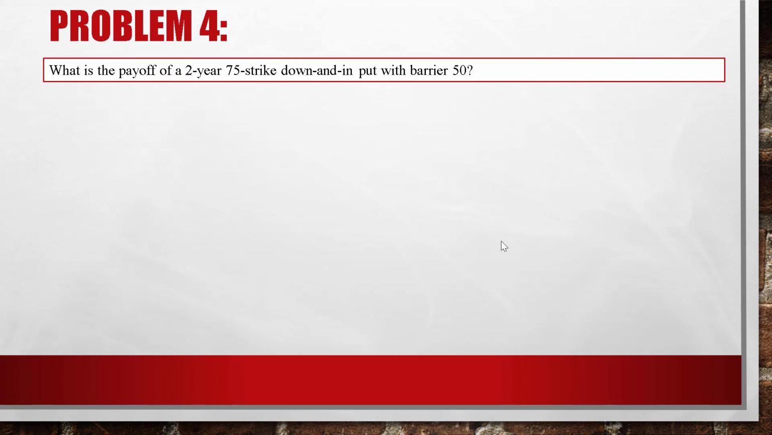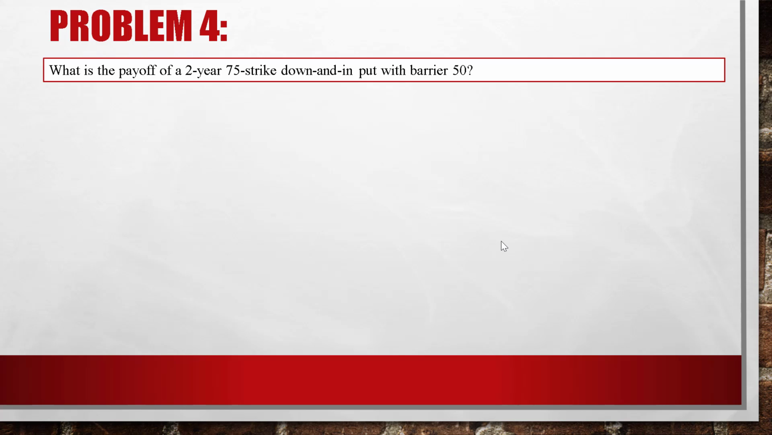Problem 4. What is the payoff of a 2-year 75 strike down-and-in put with a barrier of 50? So here again, this is a down-and-in put with barrier. Here, if we consider 50 is the barrier, it should be the lower barrier. The strike is 75. And again, there should be an upper barrier. It's said to be knock-in if the stock price hits the upper barrier, and it's said to be knockout if the stock price hits the lower barrier.